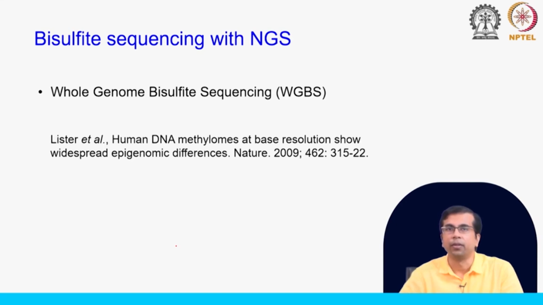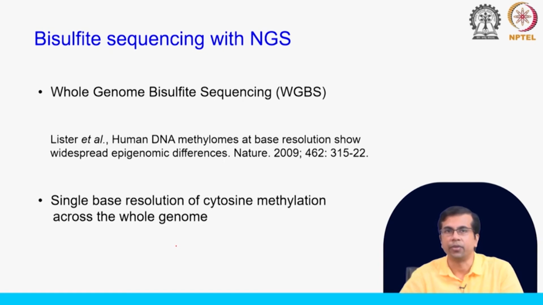Here is the paper which actually applied this method, and we can get this cytosine methylation at single base resolution. This was done for the human genome, and we could get this data for the whole genome. So, here is a very simple method, again without any complications of immunoprecipitation or any other method. Here you have simple treatment, and then you do the sequencing like simple genome sequencing, and you get the data.